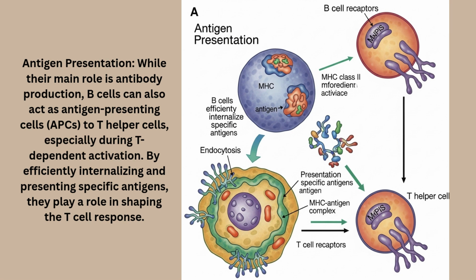Antigen presentation. While their main role is antibody production, B cells can also act as antigen-presenting cells, APCs, to T helper cells, especially during T-dependent activation. By efficiently internalizing and presenting specific antigens, they play a role in shaping the T-cell response.